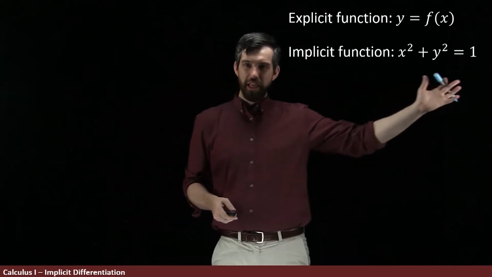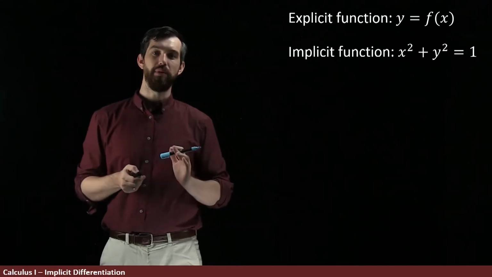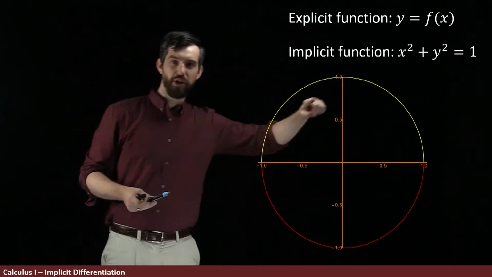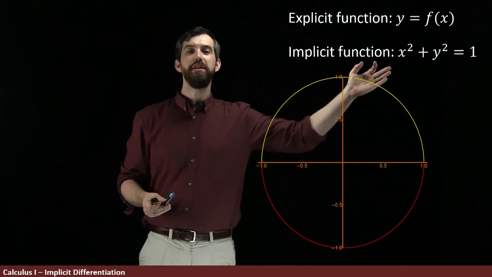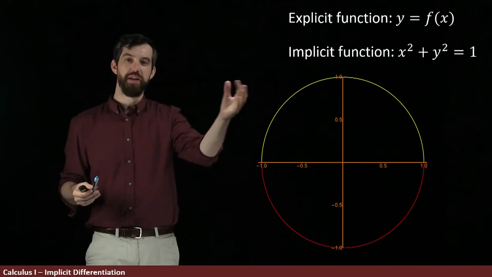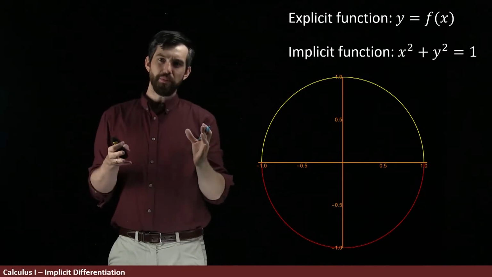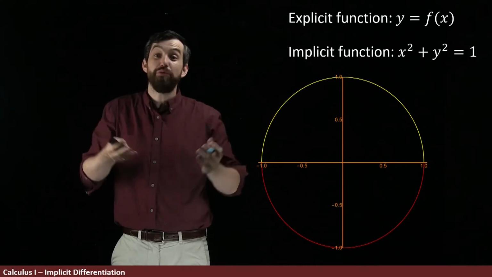For example, this equation is known to be the equation of a circle. So I can graph it and it's going to look like this. Indeed, this is a circle of radius 1, and all of the different points that are going to be on this have that x squared plus y squared is equal to 1. Now, let me try to solve and make this y as some function of x. Let's see if we're able to do that.